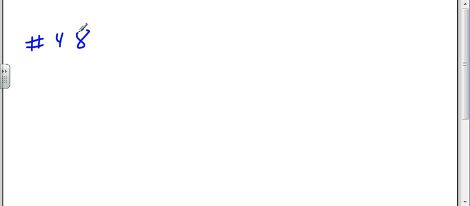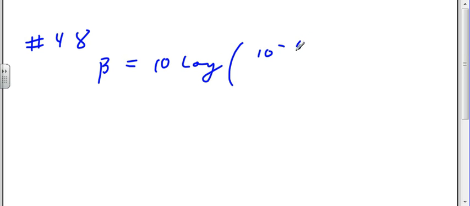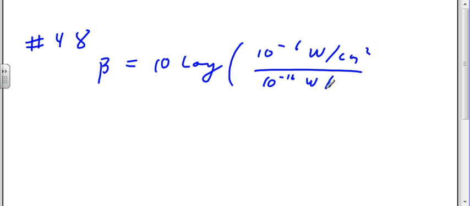Number 48. All right, so example 5 says that beta, which is also a number in dB, is 10 log of 10 to the minus 6 watts per centimeter squared divided by 10 to the minus 16 watts per centimeter squared. Okay, well this looks like 10 to the 10th. So the log of 10 to the 10th is 10, and 10 times 10 is 100. So this would be 100 dB.